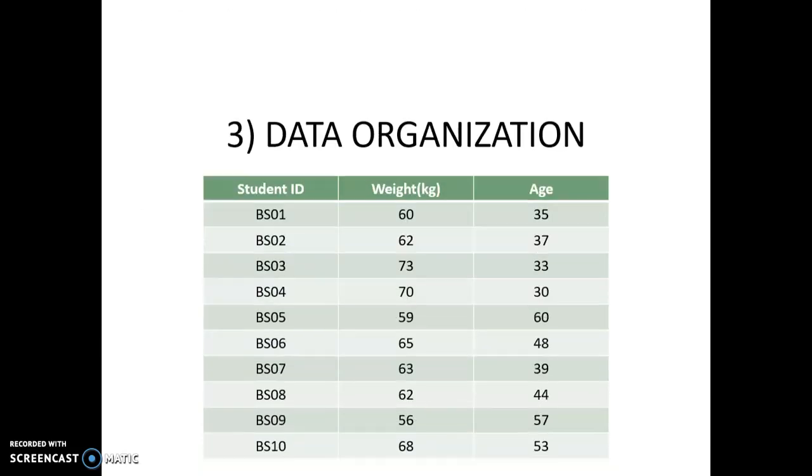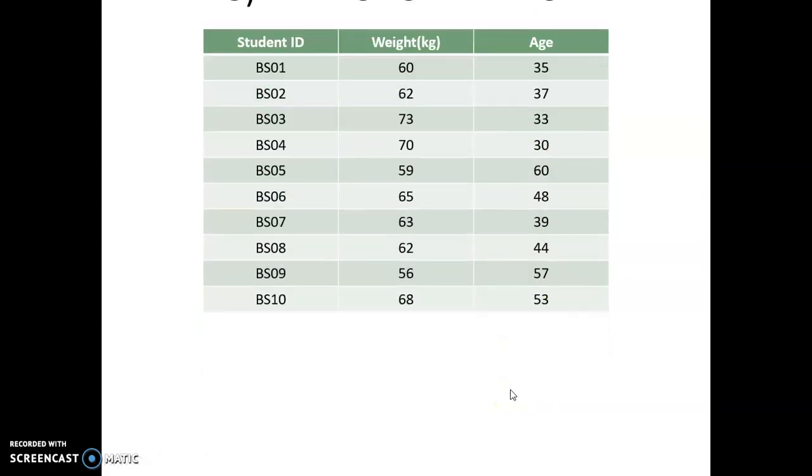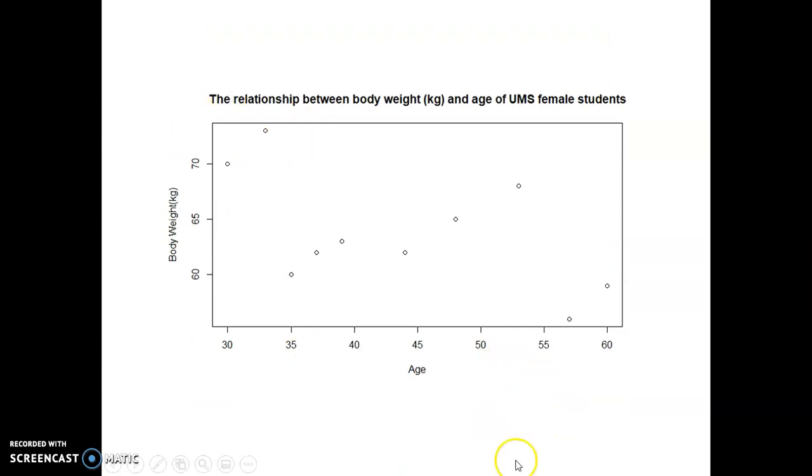As you can see from the question before, the data is unorganized. So I organized the data into a table that has 3 columns. The first column is the student ID, the second column is the body weight in kilogram, and the third column is the age. And then I plotted a scatter plot for the data. The title is the relationship between body weight in kilogram and the age of the UMS female students. As you can see, the relationship between the two variables is linear.